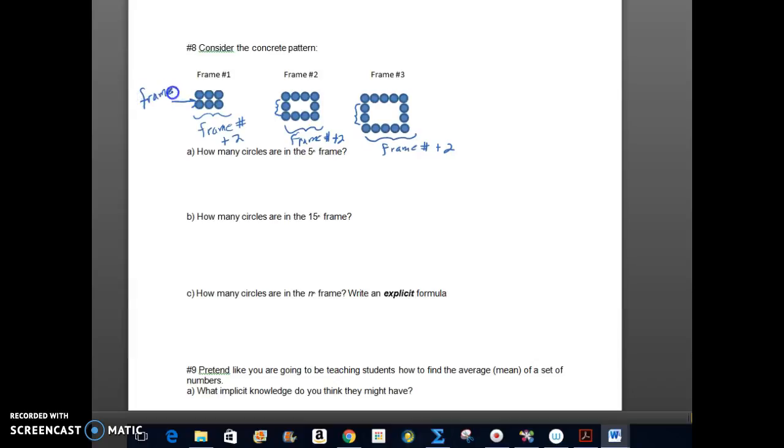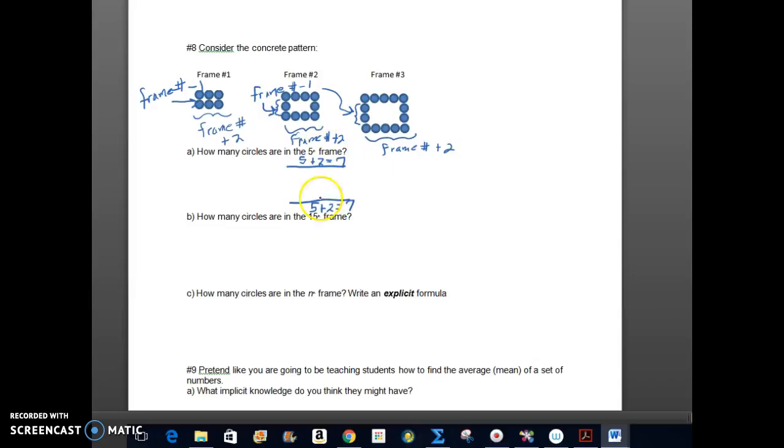Frame number minus 1. Frame number minus 1. That goes for that also. Okay. So when I do how many circles are in the fifth frame, all right, my top, frame number plus 2. My bottom, frame number plus 2.